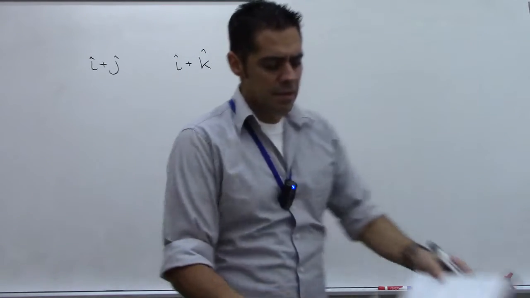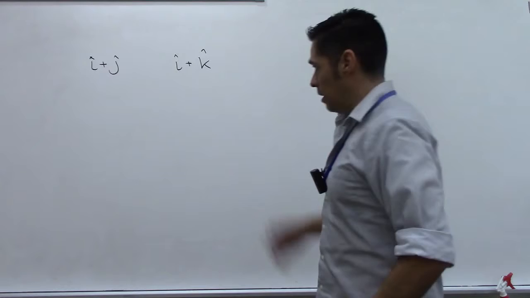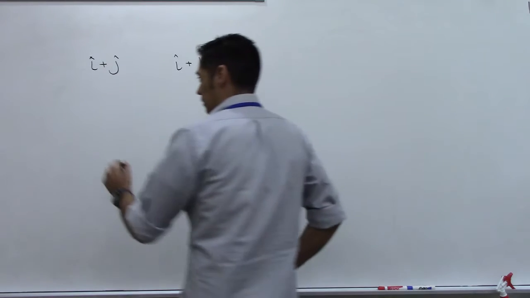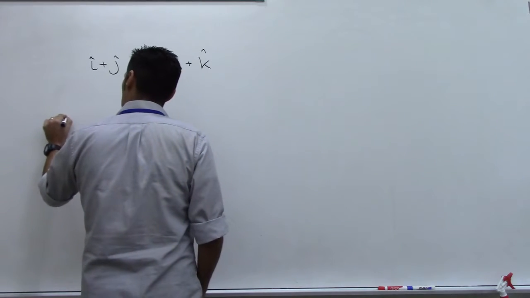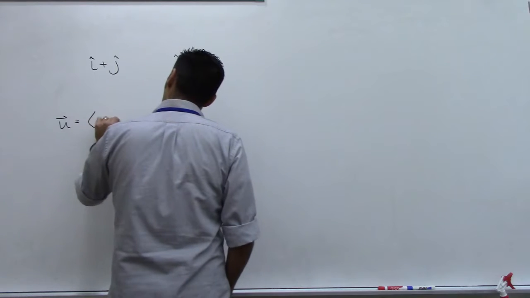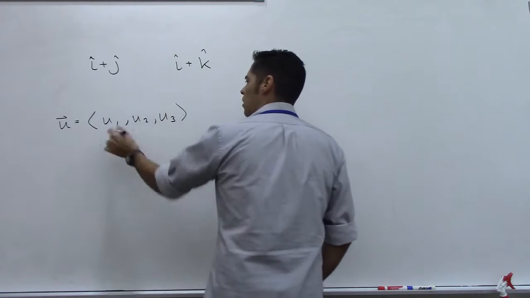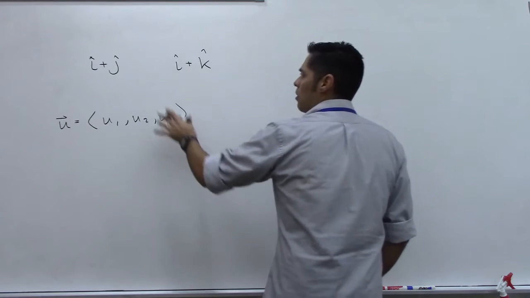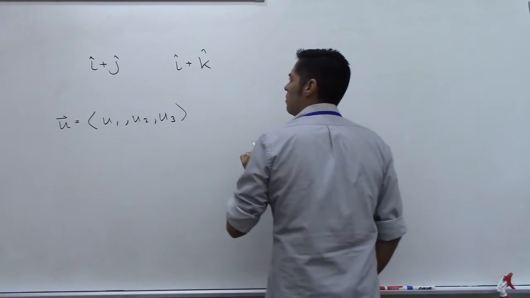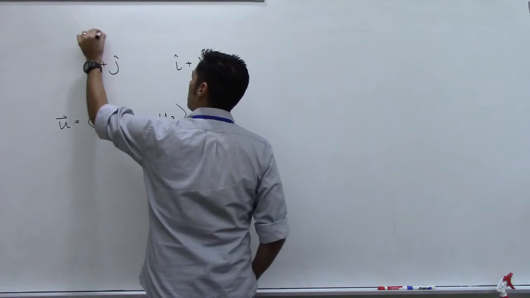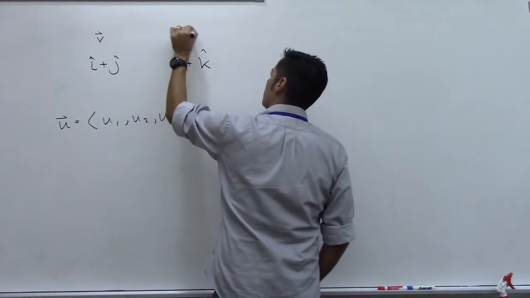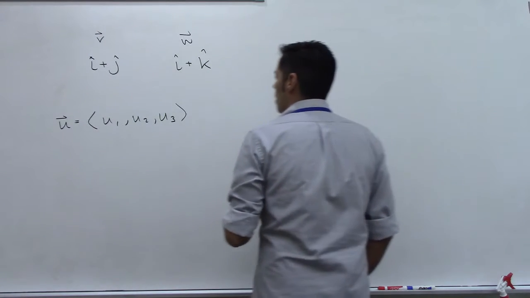23, interesting problem. It says find a unit vector that is orthogonal to i hat plus j hat and i hat plus k hat. So I need to come up with a three-dimensional vector. I'll call it u, which will be labeled u1, u2, u3, the components. I need this vector to be orthogonal to this and to this. So let's call this vector v, this vector w, and let's figure out what those are.